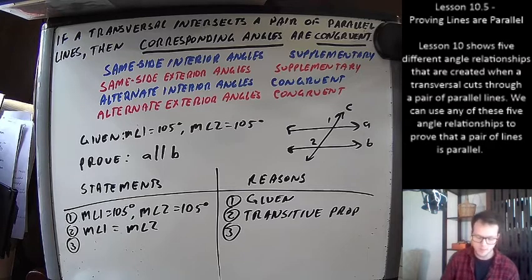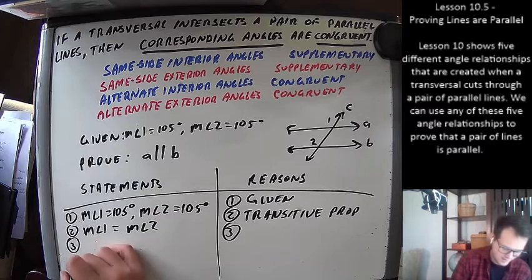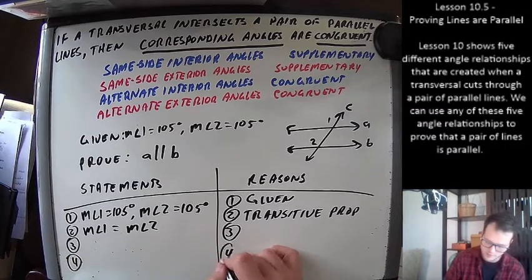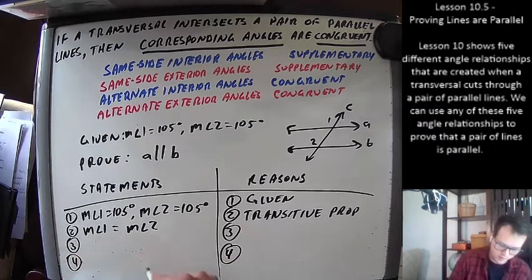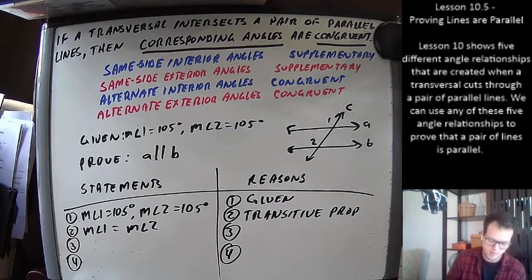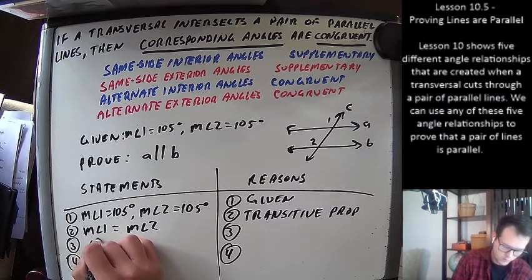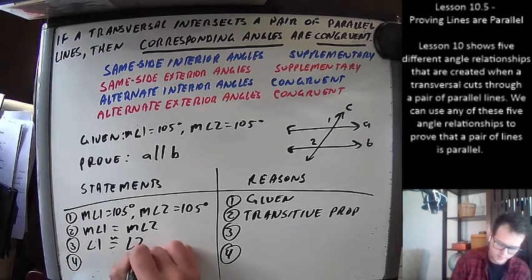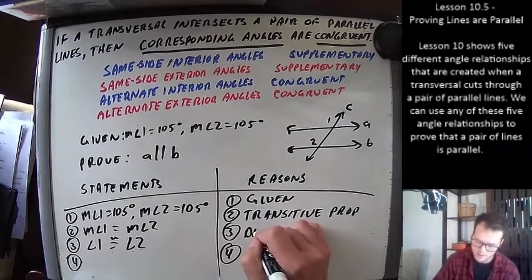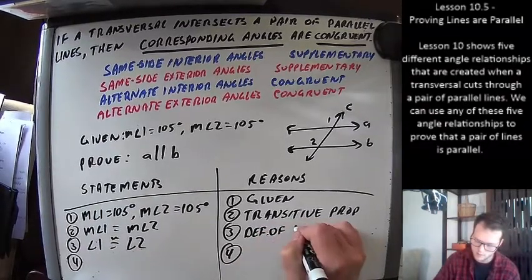And as I'm writing this out now, I'm recognizing I need a fourth step. I need a fourth step here, and that's okay. So this one's actually going to take 4 steps, because we need to kind of go backwards here. We know that they have the same angle measure, so we need to say that angle 1 is congruent to angle 2. And this is the definition of congruent angles.